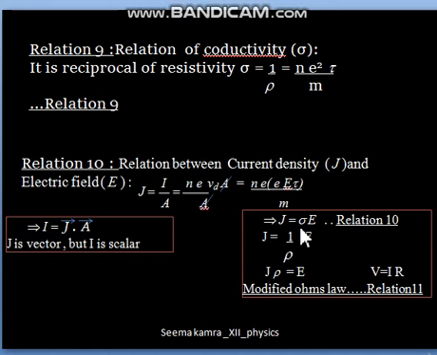From here we can also get a modified Ohm's law relation. How? If sigma is replaced by 1/ρ and this ρ is cross multiplied here, then Jρ = E. Now this is easy to remember because Ohm's law says V = IR is the actual Ohm's law equation. If we replace voltage by field, current by current density J and resistance by resistivity ρ, then we get the relation E = Jρ. This is called the modified Ohm's law. We can learn this as relation number 11.